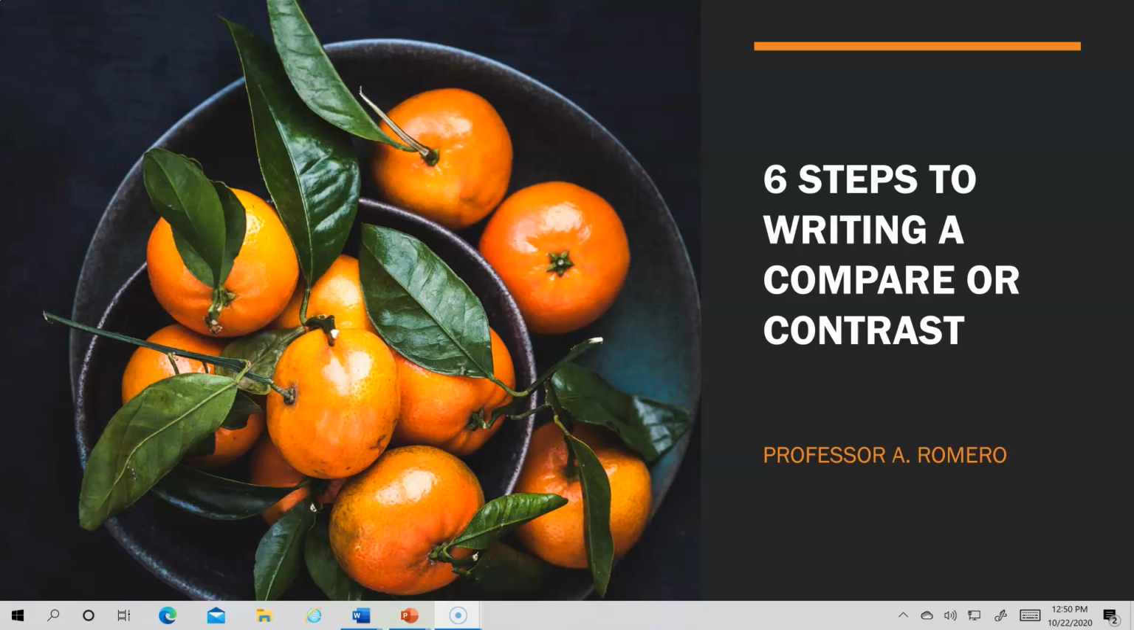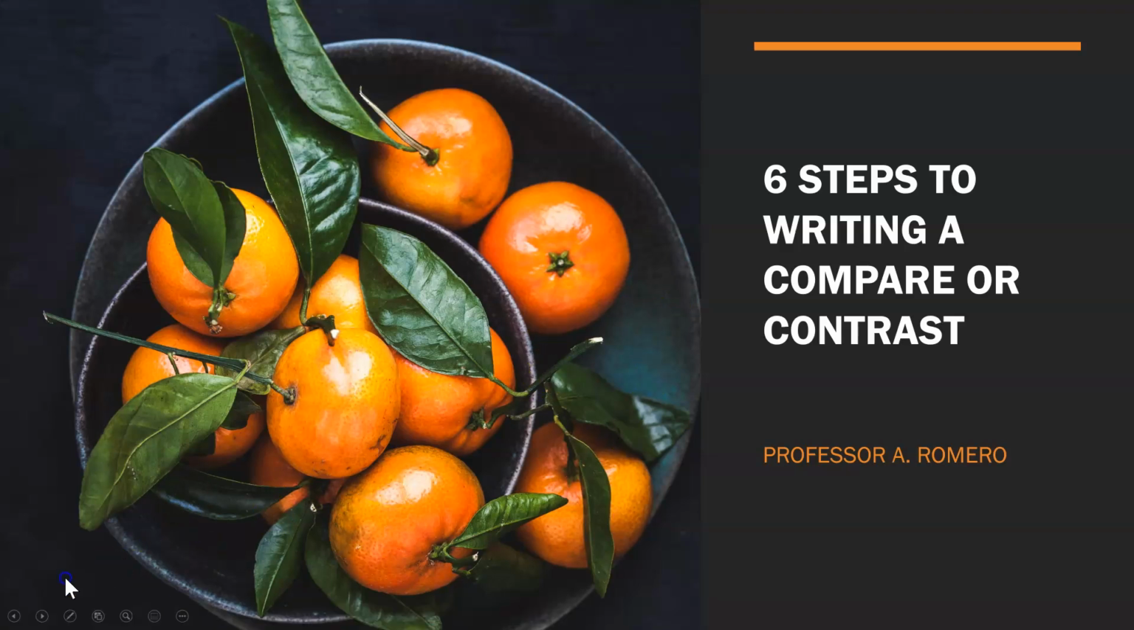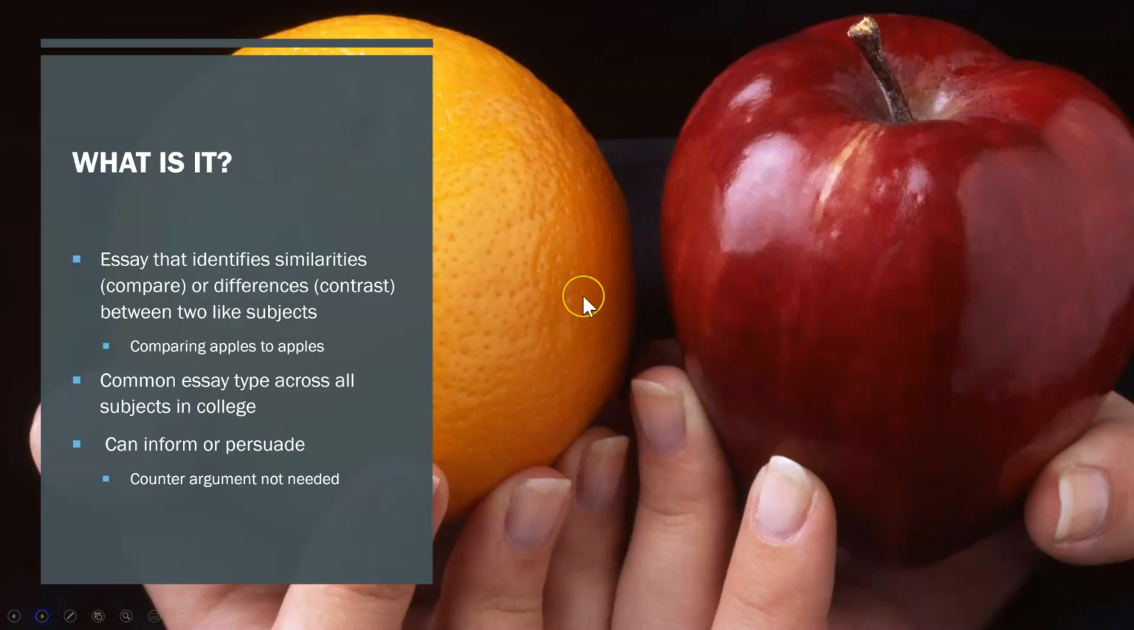Today I'm going to talk to you about how to write a comparison and contrast essay in 6 simple steps. It's one of the easiest essays for students to write, and they tend to enjoy writing this essay. So let's go ahead and get started.